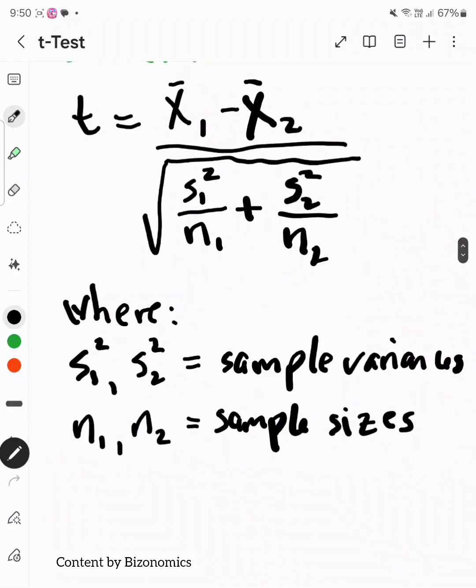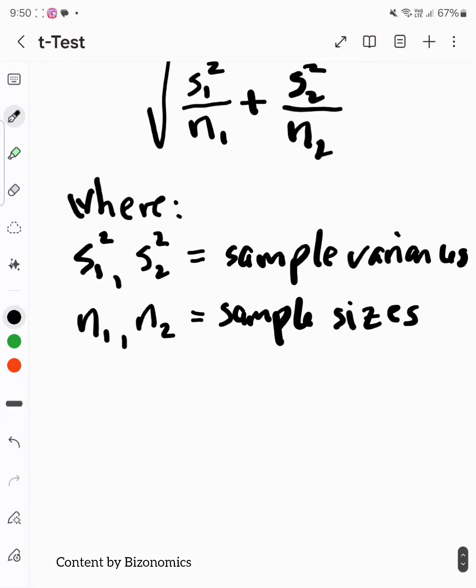Okay. Next, the related hypotheses in conducting t-tests.